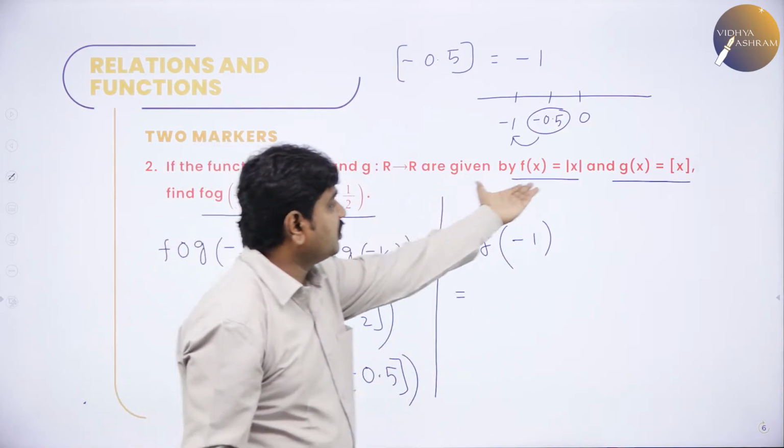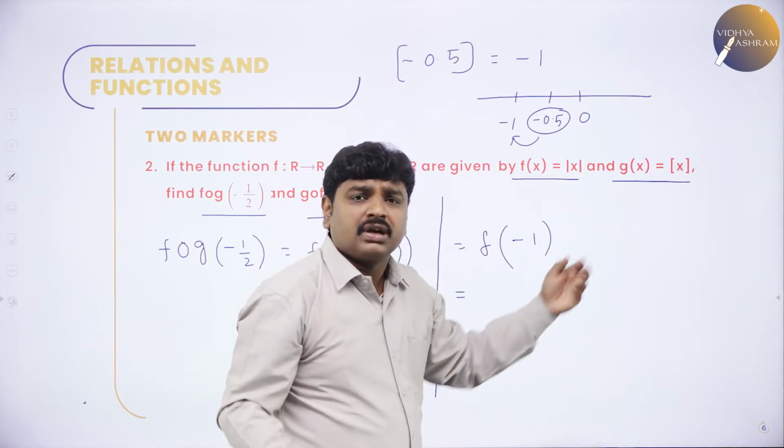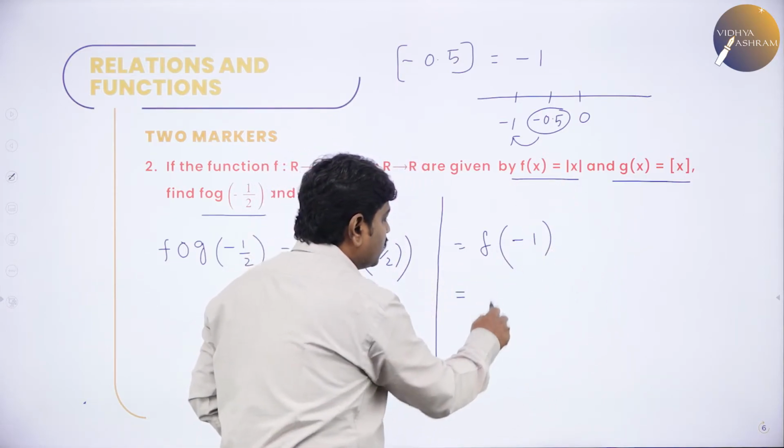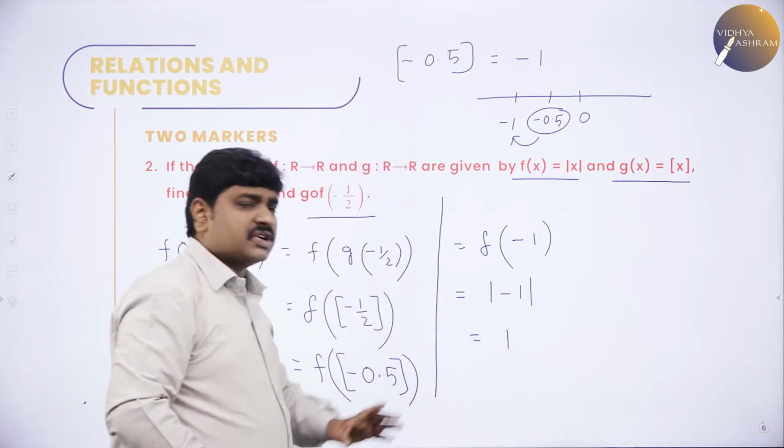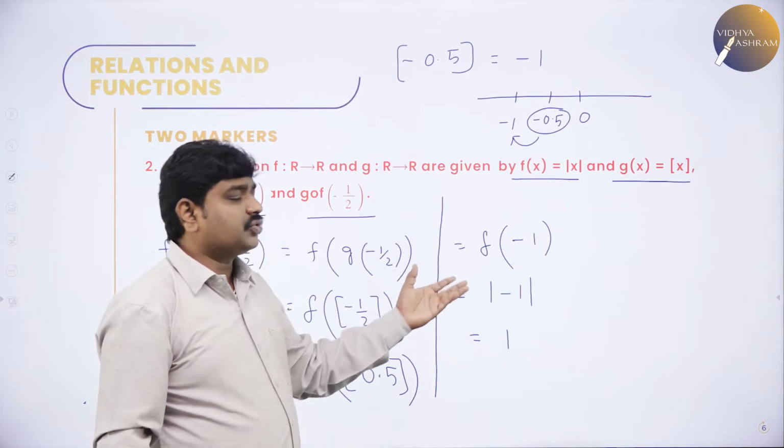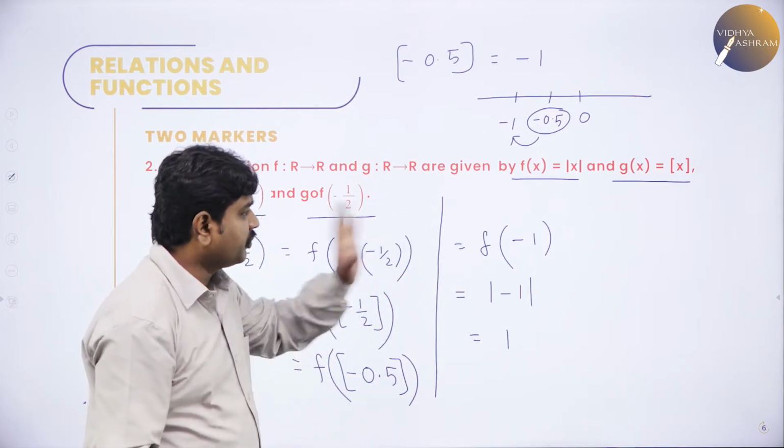F of minus 1. What is f of x? What have they given for f of x? Mod x. What is f of minus 1? Mod minus 1. What is mod minus 1? Mod of negative is what? Positive. Absolute value. Mod minus 1 is 1. I hope all of you understood.